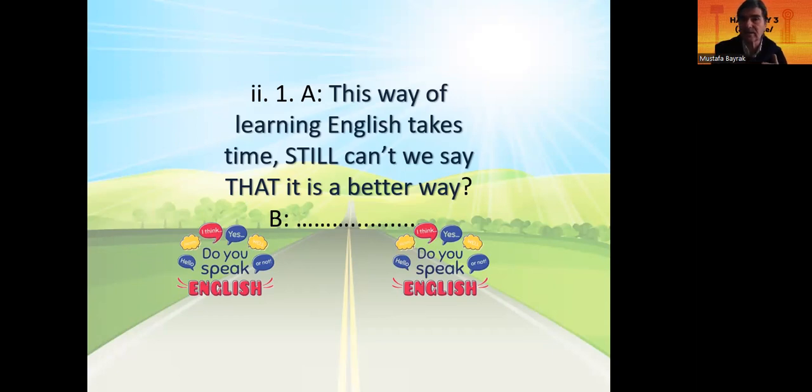Still, yet, but, still, can't we say that it is a better way? Yes, we can say that it is a better way. So, this way of learning English takes time. Still, we can say that it is a better way. But we can say that it's a better way. Takes time, but it is a better way. However, it is a better way of learning English.